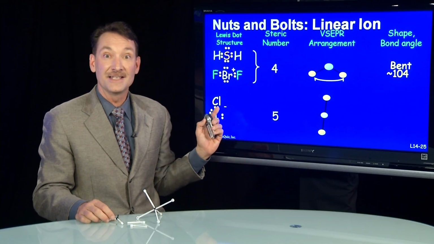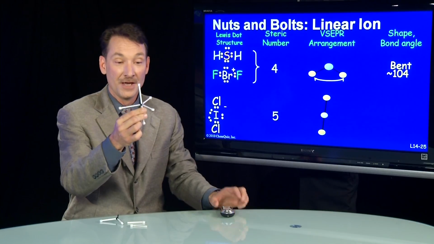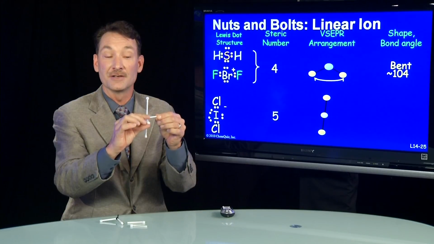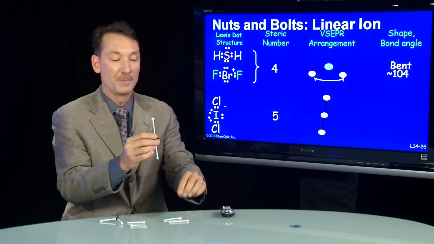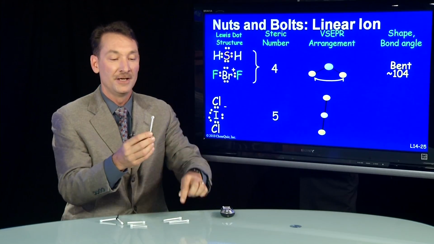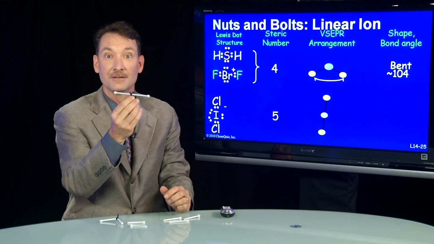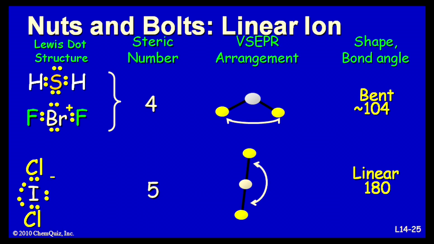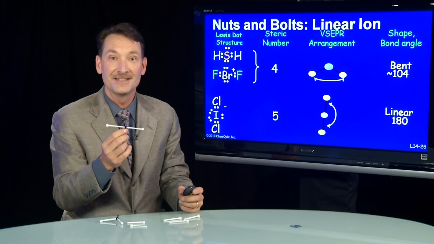For our ICl2-, we have 5 things. 3 of them along the equatorial positions are lone pairs, so we could ignore those. Taking off the 3 lone pairs in the equatorial position just leaves us the 2 axial chlorines. The 2 axial chlorines form a linear configuration, and that's a 180-degree bond angle. So of these 3, ICl2- is the linear ion.